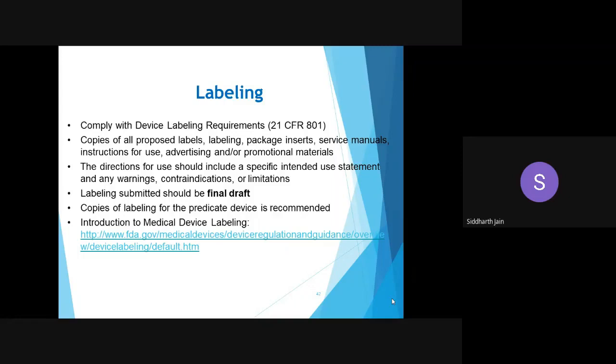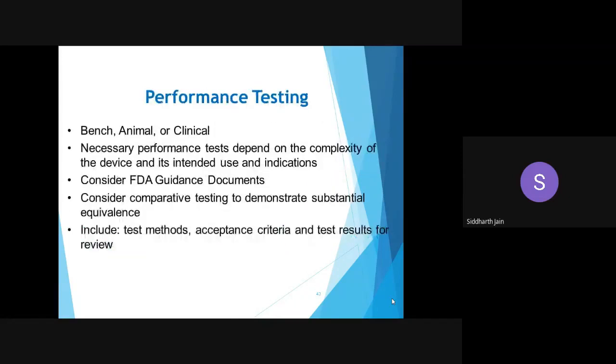Next, performance testing. As I already talked to you about, with respect to the product you are manufacturing or going for the 510K, you have to identify what performance testing is required, and then accordingly do animal testing, clinical testing, or bench testing. If any guidance document or ISO standards are available, then you can use them for conducting the performance testing.